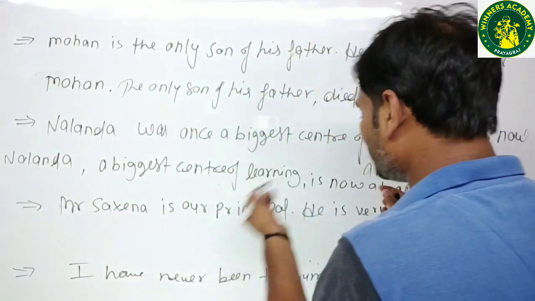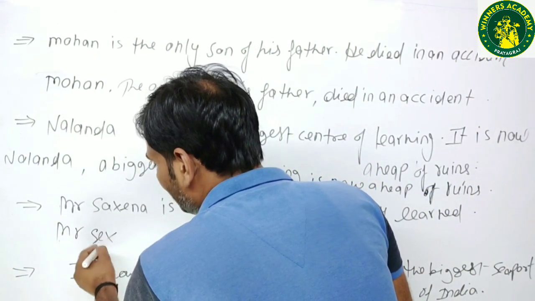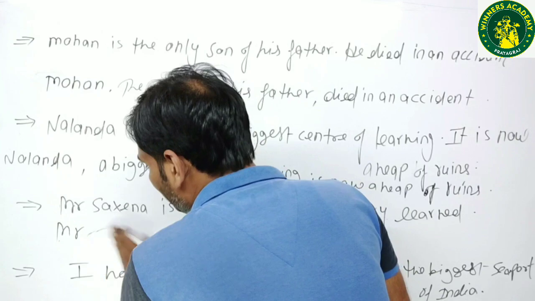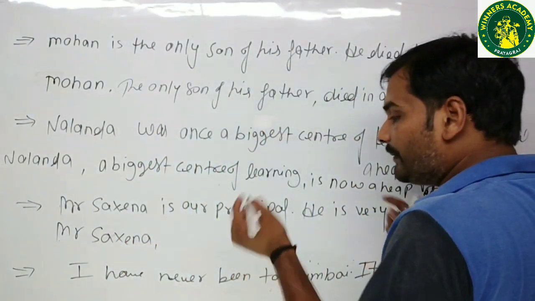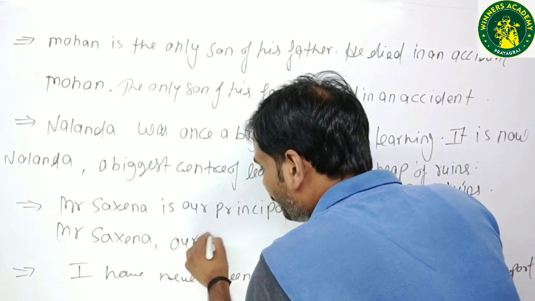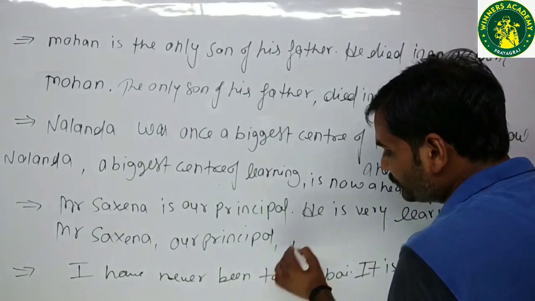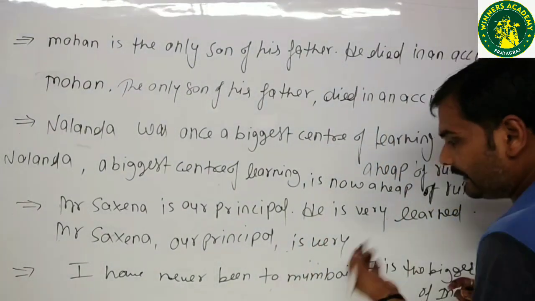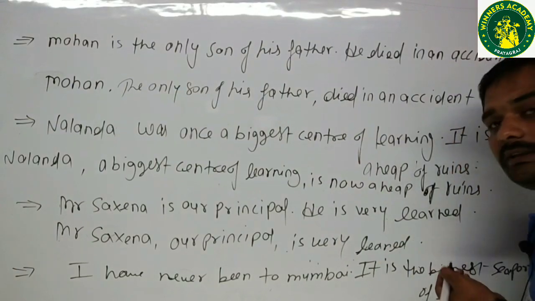Next is Mr. Saxena is our principal. He is very learned. So immediately write Mr. Saxena first and place a comma. Now what is he? He is our principal, my principal. We placed a comma, and then what to write? Since you have to start with the verb for the last part, do is very learned. It is done. There was no problem.